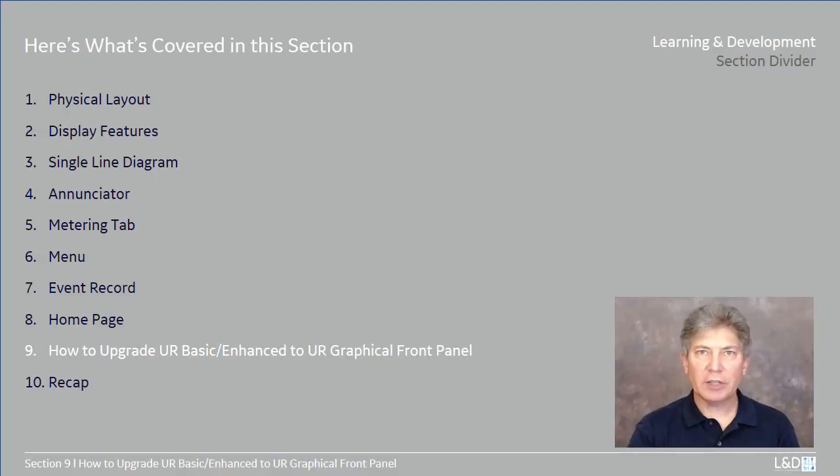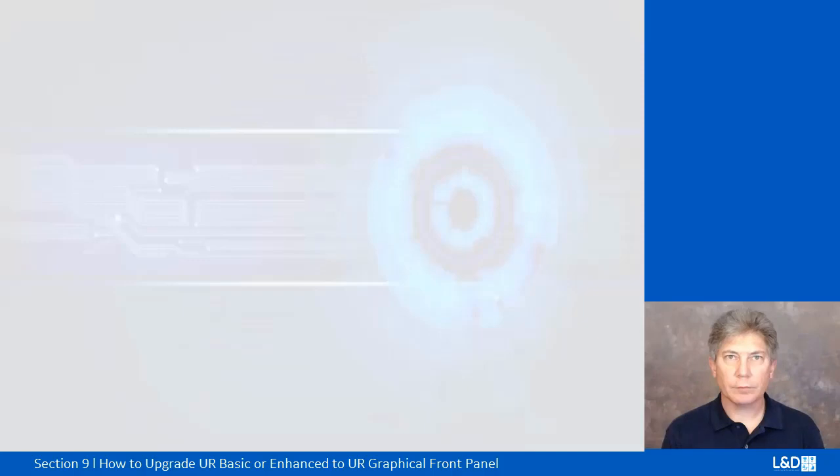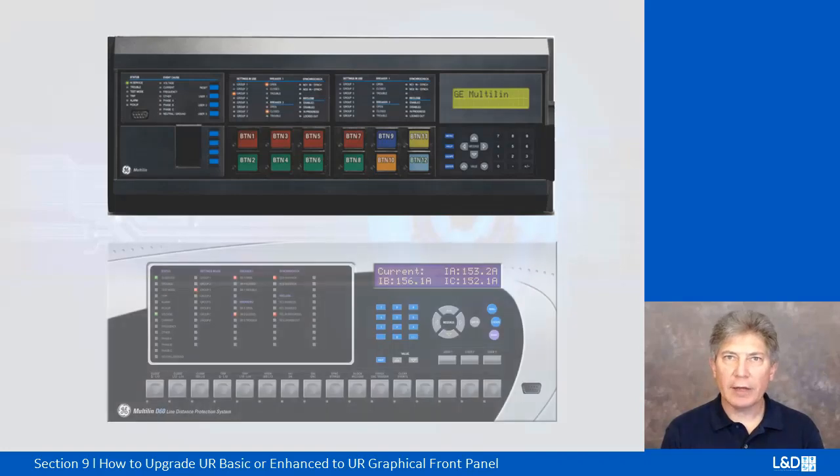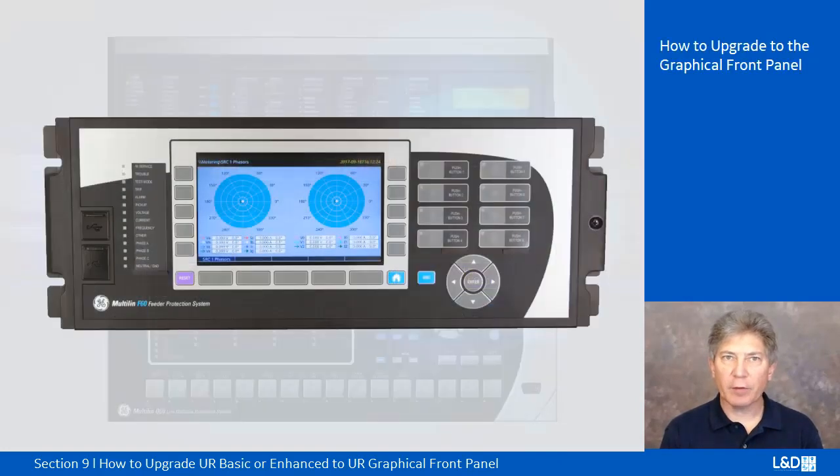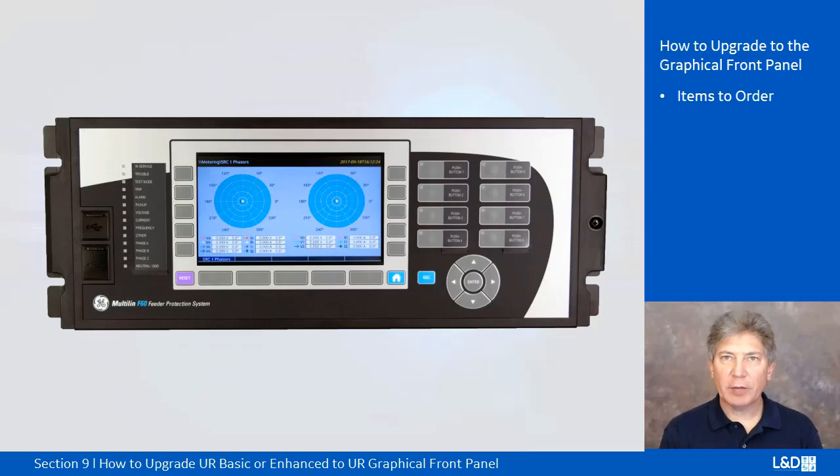In this section, we'll discuss how to upgrade from either the UR Basic display or the UR Enhanced display to the UR Graphical panel. The purpose of this video is to show you how easy it is to convert from a basic display or an enhanced display to the graphic front panel. We'll show the items that need to be selected and which items need to be updated and where to find the part number. Next, we'll walk you through the steps to update the hardware. And finally, updating the settings file prior to writing it back to the UR relay.